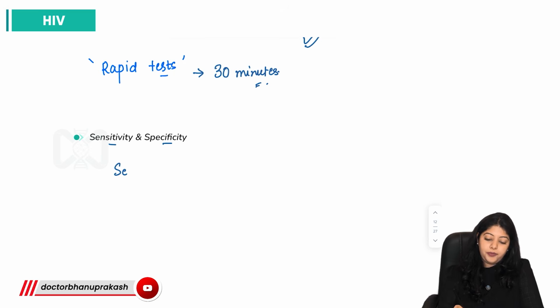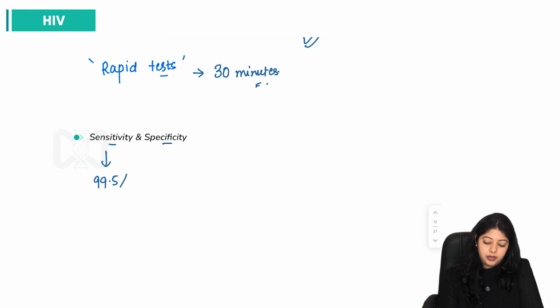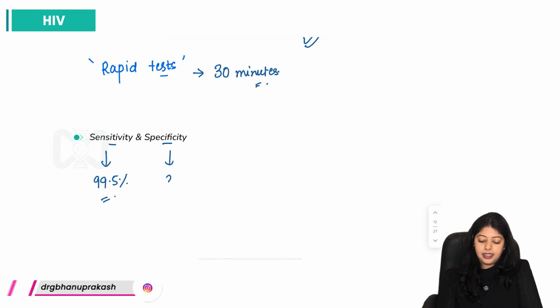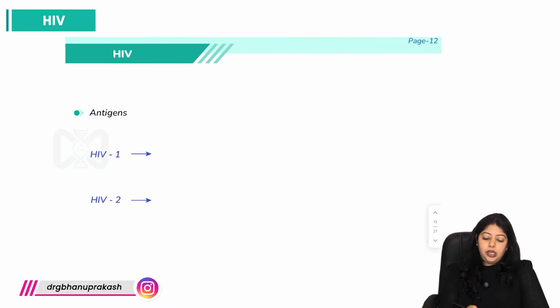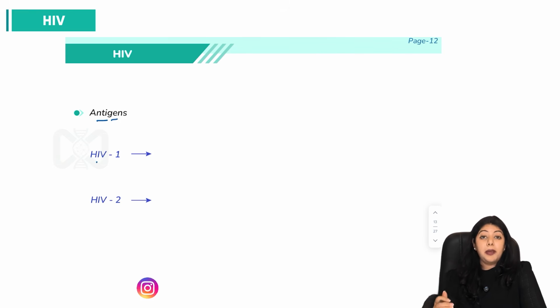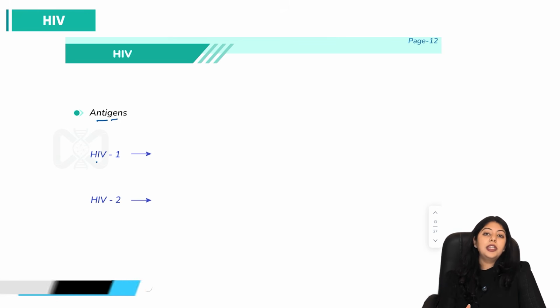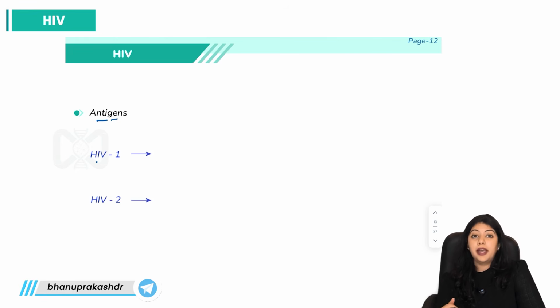Sensitivity is around 99.5%, whereas the specificity is around 98%, right? So now these particular tests, whether it is ELISA based or the rapid tests, which are also based on different principles. So what are these detecting? These are detecting antibodies against HIV antigens.